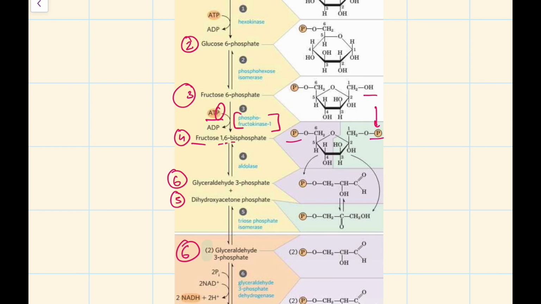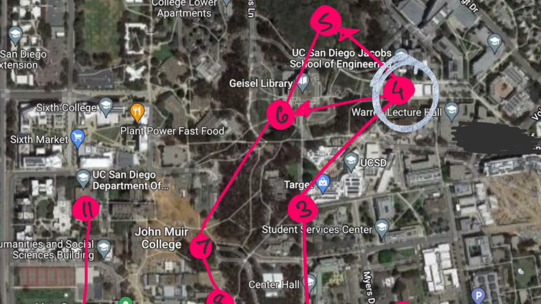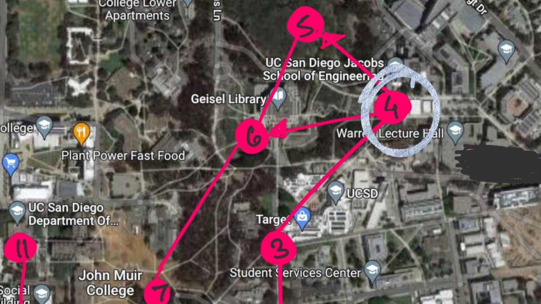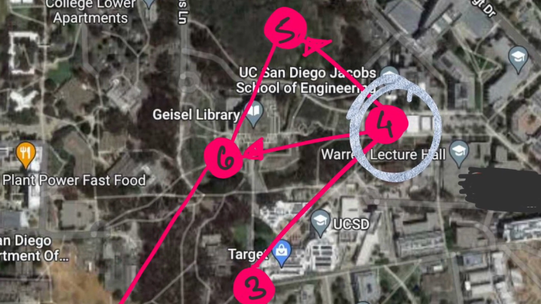phosphofructokinase 1. And we know that kinases, that's what they do, kinases phosphorylate intermediates, right? This is a highly regulated step, and it is also irreversible. This fourth molecule, fructose 1,6-bisphosphate, will be placed on Fallen Star.